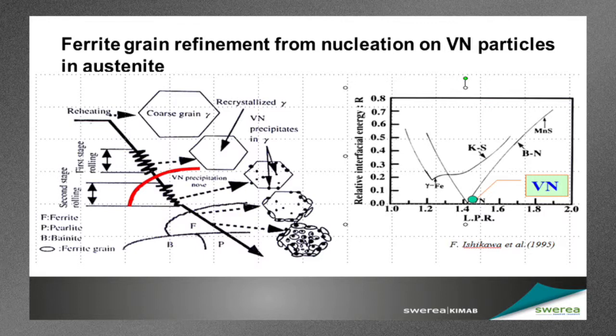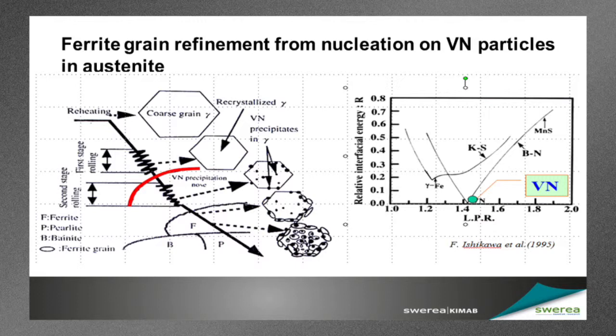At high temperatures during the rolling, we're simply getting recrystallization and grain refinement, as talked about earlier. And then at lower temperatures, we start to get some vanadium nitride precipitation in grain boundaries, but also inside the grains. And those nucleants lead to ferrite grains growing at them and producing a very fine structure.